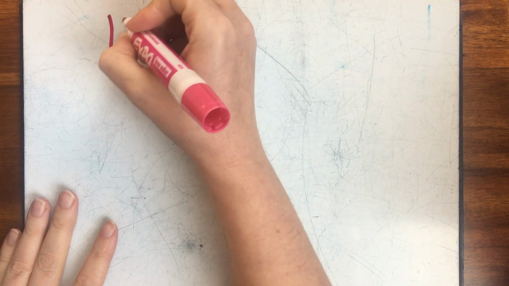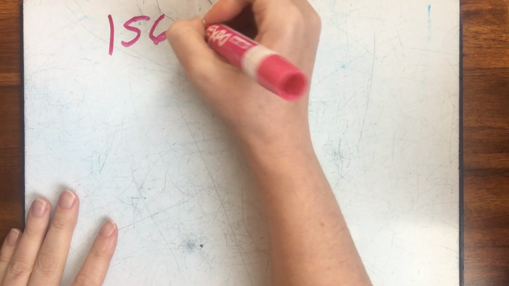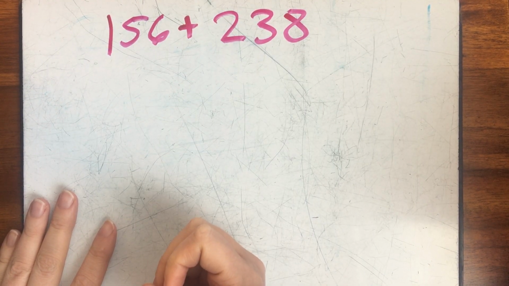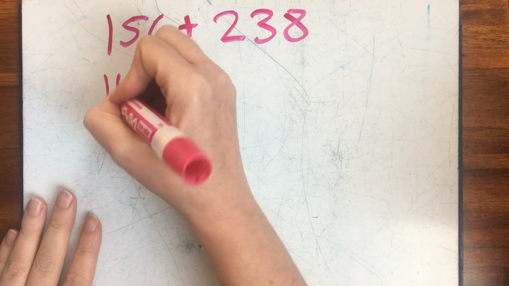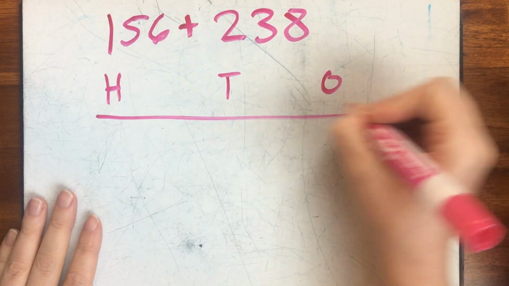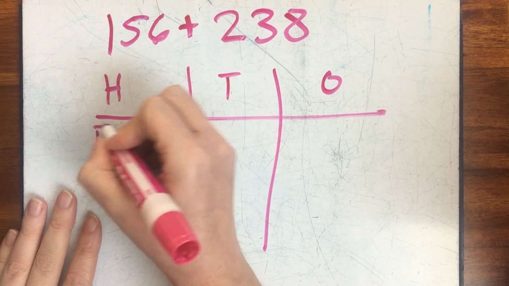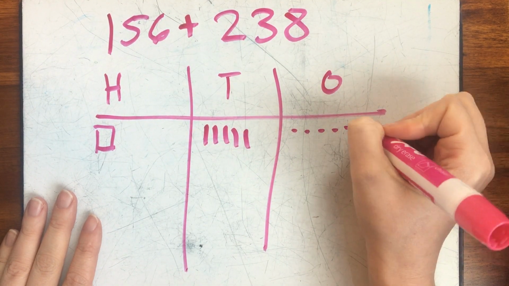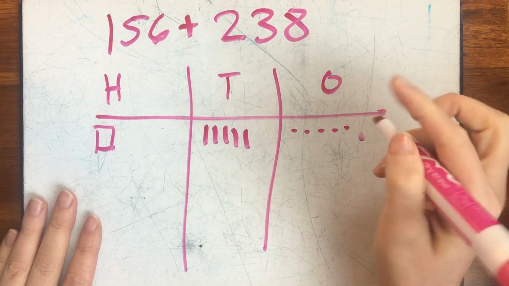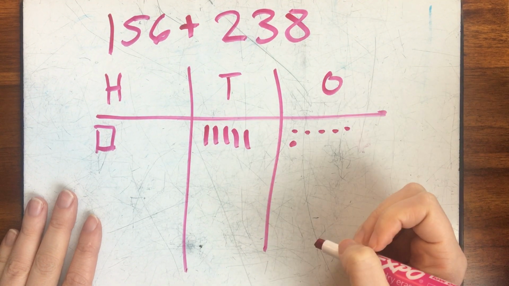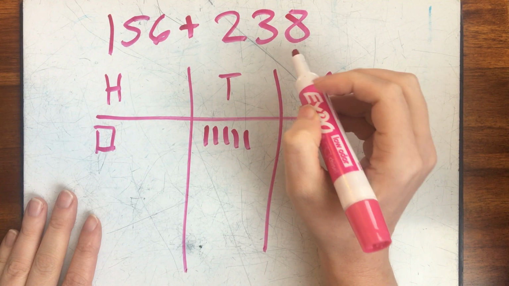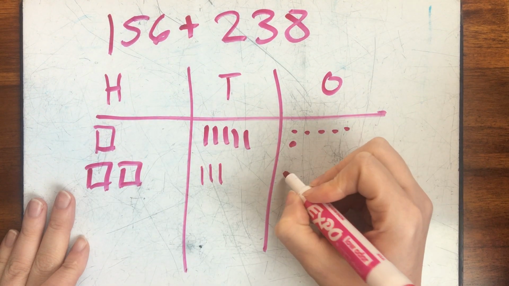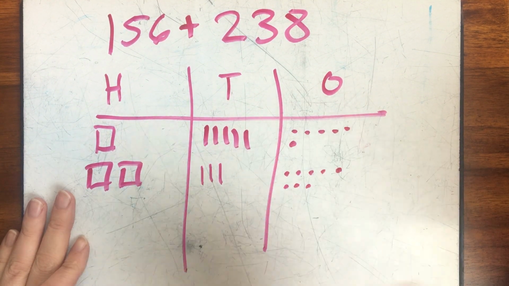I'll use 156 plus 238. Okay. Now, when I represent these numbers in a hundreds, tens, and ones chart, it looks like this. 156: 1, 2, 3, 4, 5, 6. I'm going to put this in a new row so that I have nice rows of 5. Then I add my second number, 238. 1, 2, 3, 4, 5, 6, 7, 8.